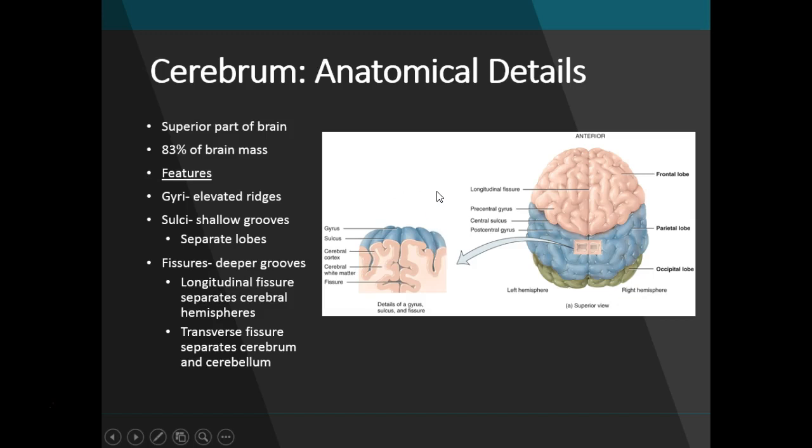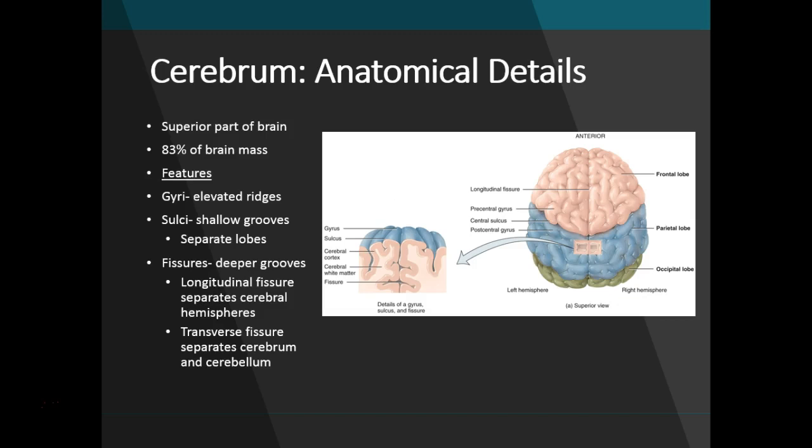We have really deep grooves that are known as fissures. So fissures are going to be something that makes a major division between areas. So if you look here at the brain, you can see we have the left hemisphere or the left half, the right hemisphere or the right half, and separating these two is a deep groove that is called the longitudinal fissure. Okay, so it separates the brain into a left hemisphere and a right hemisphere.